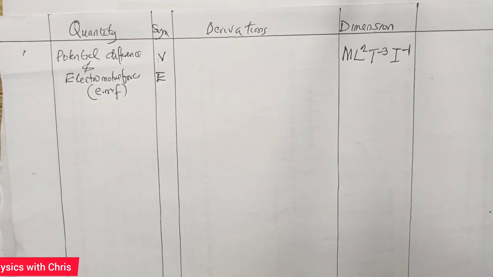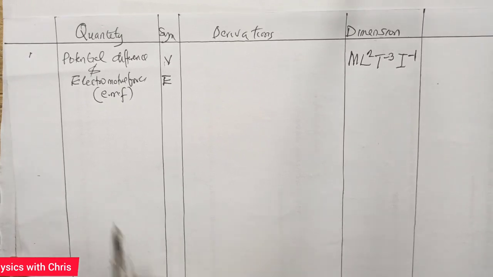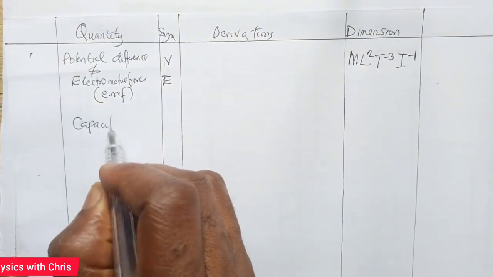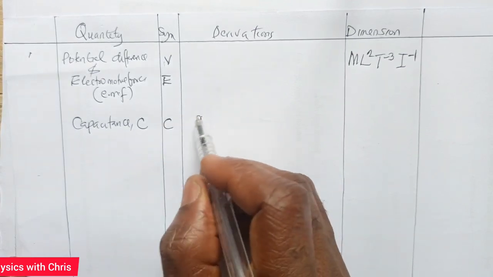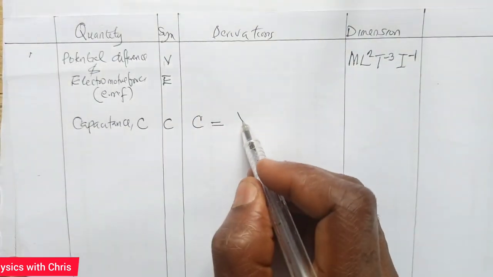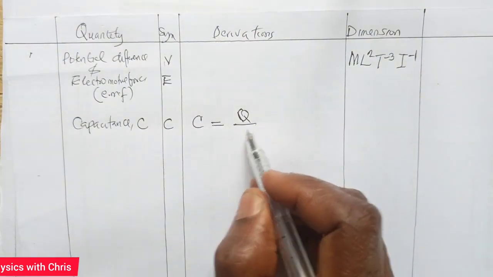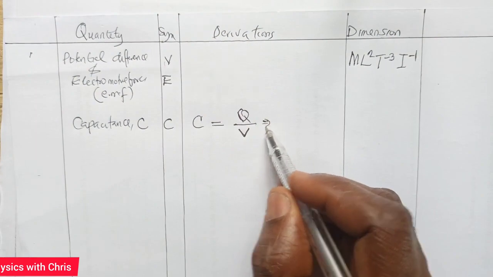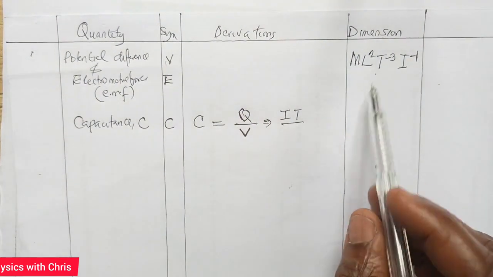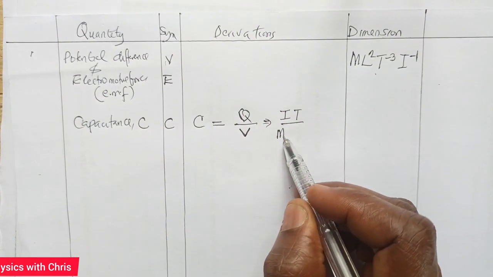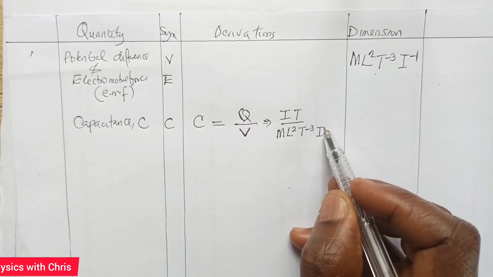Okay, let's see the dimension of other quantities, like the dimension of capacitance. How do I dimension capacitance? C, that's the symbol. Now, capacitance of a capacitor is defined as the ratio of charge between the plates of the capacitor and the potential difference. So the dimension of charge is I multiplied by T. Dimension of potential difference, we have it here already. That gives us M L squared T minus 3 I raised to power minus 1.